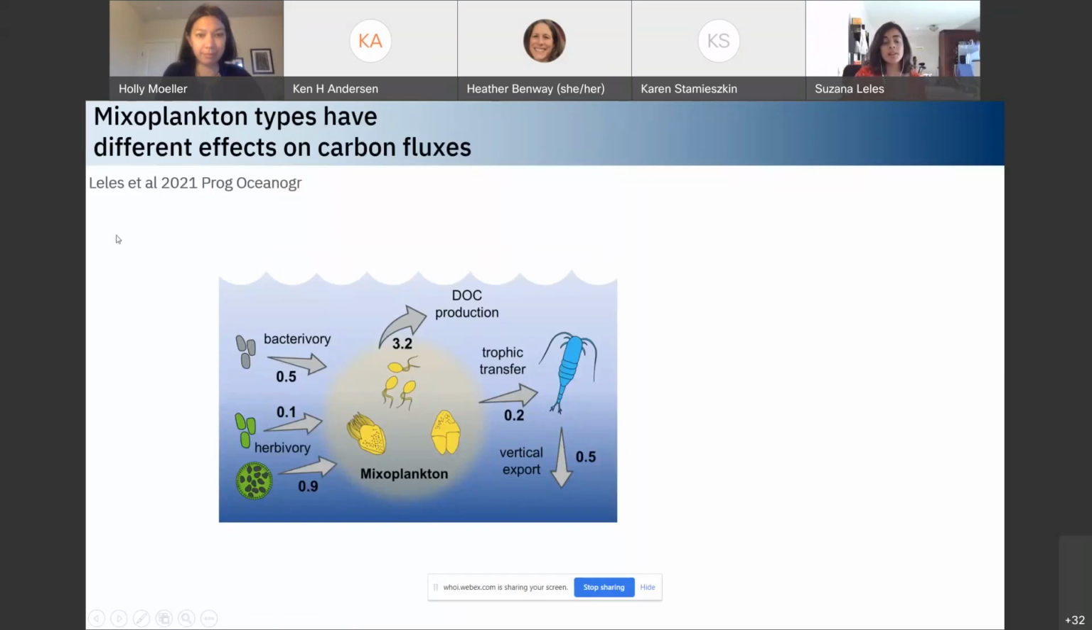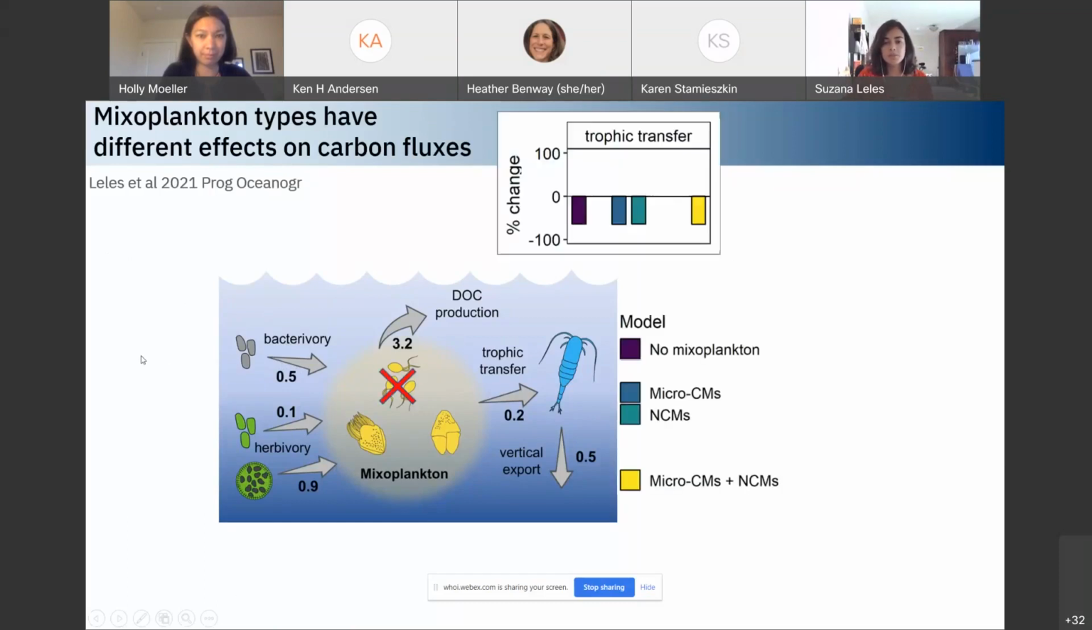We then also looked at other carbon fluxes in our model, like bacterivory, herbivory, DOC production, trophic transfer, and vertical export. And I will guide you through the results for the trophic transfer now. So basically, in the situations where we don't simulate mixotrophic nanoflagellates, we can see here that trophic transfer would decrease drastically. And this is expected from what I just showed you before. So when we don't have this type of mixoplankton in our model, we have higher biomass among phytoplankton, and this prey is not available to our top predator. And that's why we see a decrease in the trophic transfer.